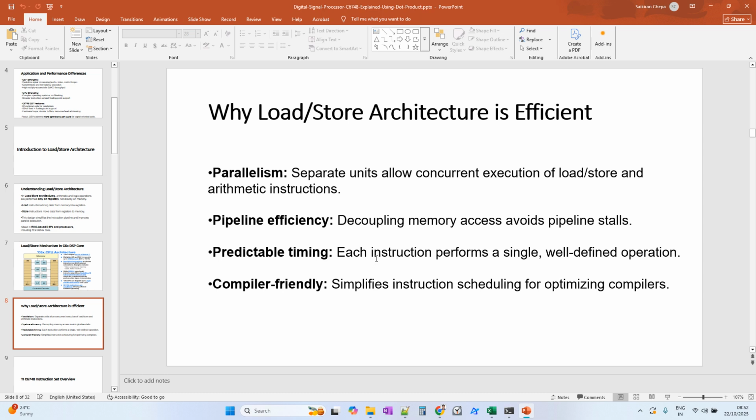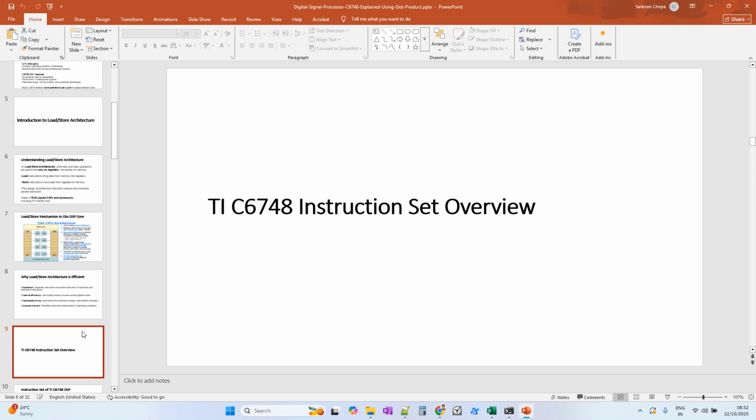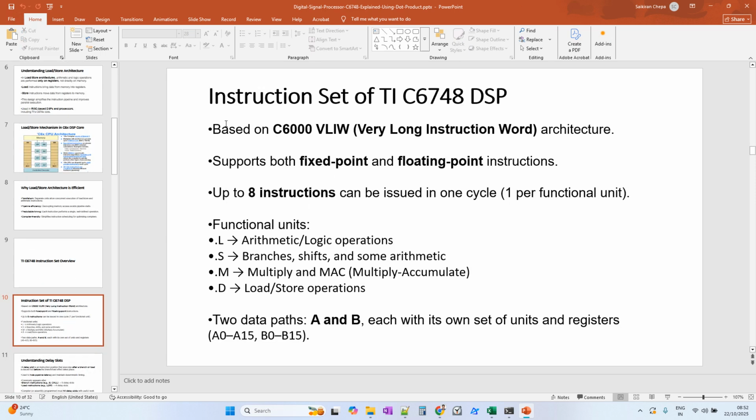If the data is not there in the memory or cache, then again there will be stalls. So predictable timing, that I told you about, and compiler friendly. Now, instruction set overview. A very long instruction word architecture is what is used in the case of C6x. It supports both fixed point and floating point instructions. So we can execute 8 instructions in parallel.